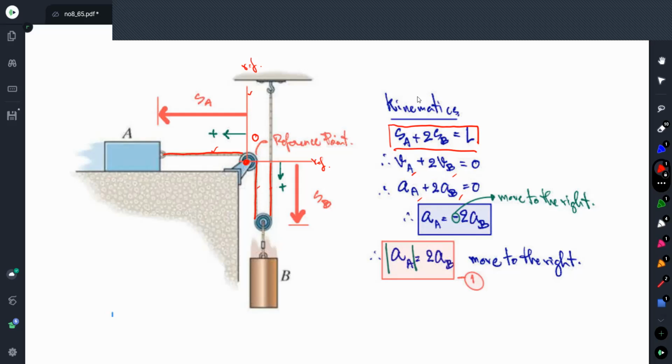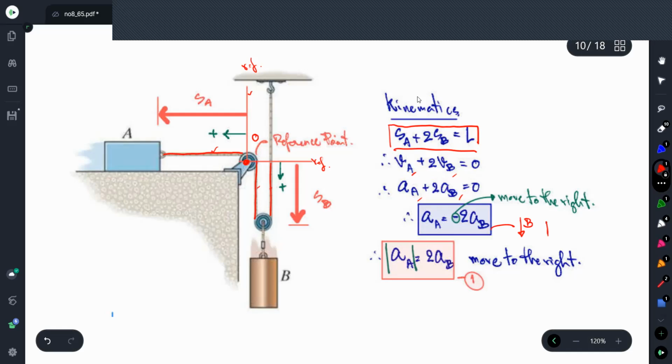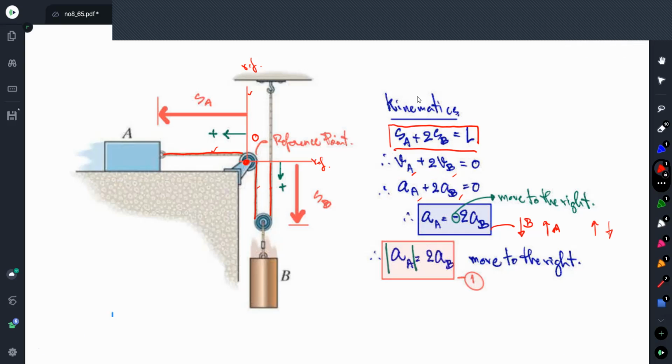And we found out that the acceleration of block A equals minus 2 times the acceleration of block B. What does the negative sign mean? It means that if B goes down, A will go up. And in the same manner, if B goes up, A will go down. Okay, it's opposite.